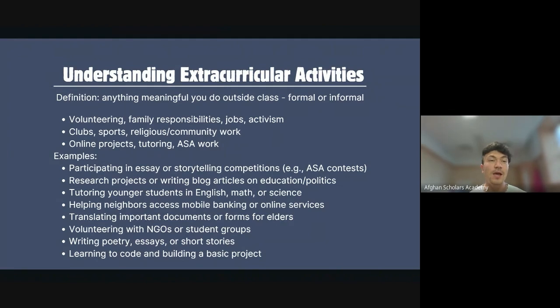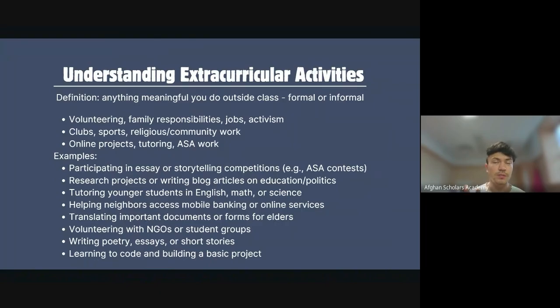It's called the ASA essay competition, or essay contest. You can be part of that. You can do research projects, or write blog articles. Some people are really interested in research. You can do research on your own on a subject that you're really interested in.